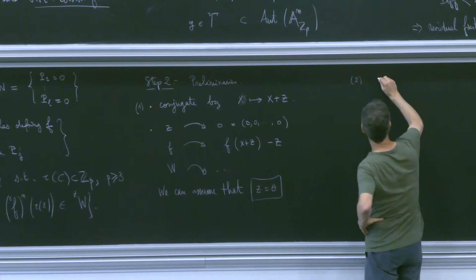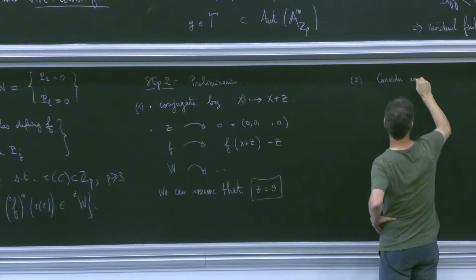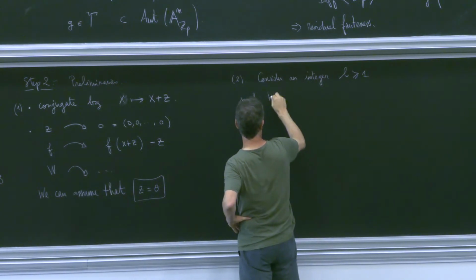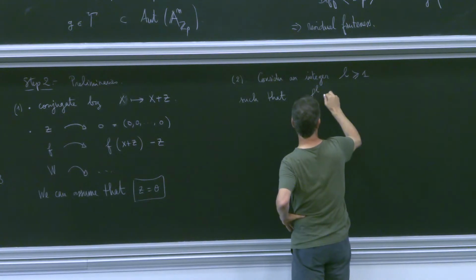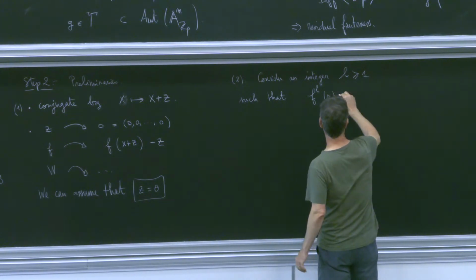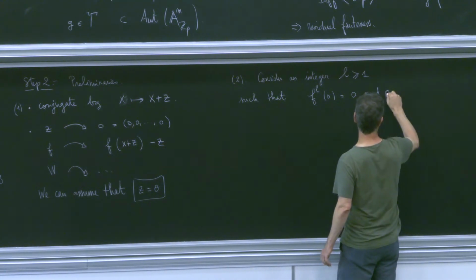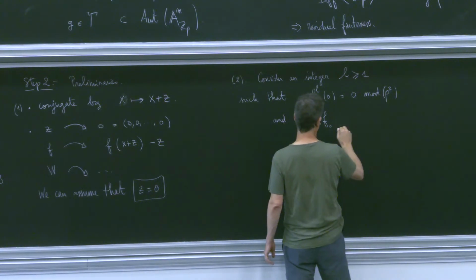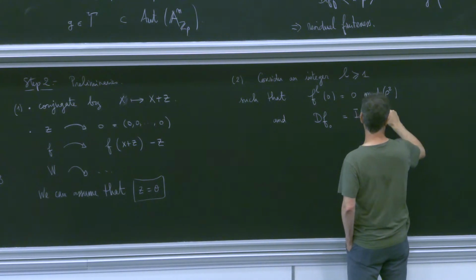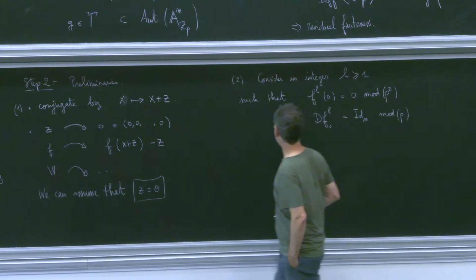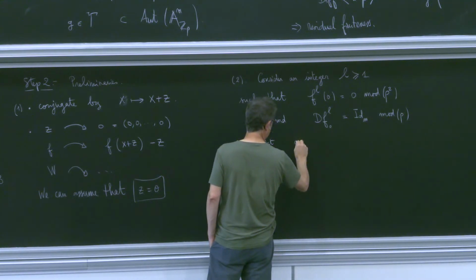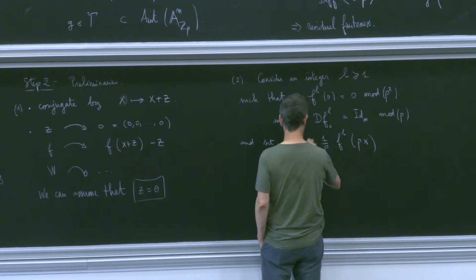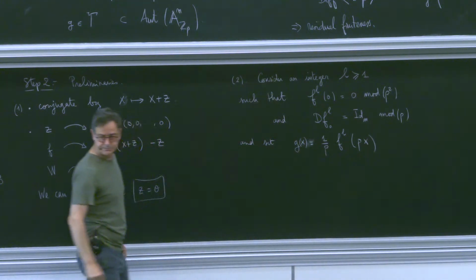Now, consider an integer L at least 1 such that f^L of the origin is equal to the origin mod p square, and the differential of f at the origin is the identity mod p, and set g of x equals 1 over p f^L of px.